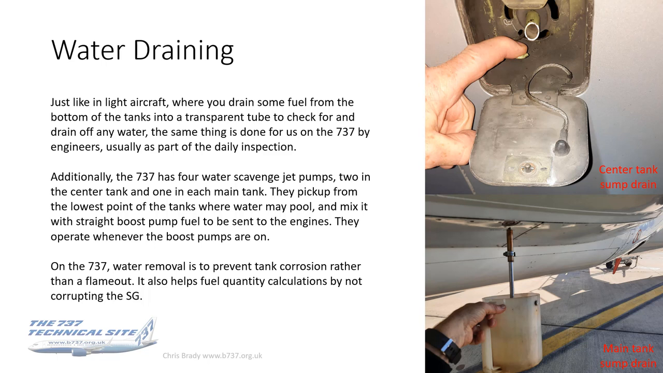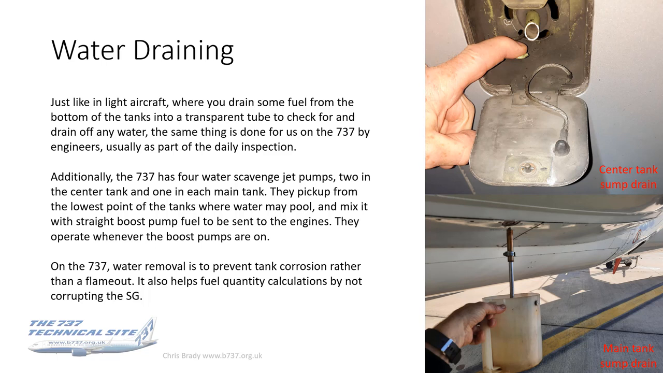All right, water draining. Now, we of course all remember doing this in our light aircraft days. You come along with your little transparent tube, and drain a little bit of fuel out the bottom of the tanks to look for any water. Well, the same thing happens on the 737, but fortunately we don't have to do it. It's done by the engineers, usually as part of the daily inspection. And the photos on the right show that being conducted. The main tanks is the bottom photo. That looks most familiar to us, the way we did it in our Cessnas and our Cherokees. The upper photo is the center tank sump drain, which is a slightly different arrangement.